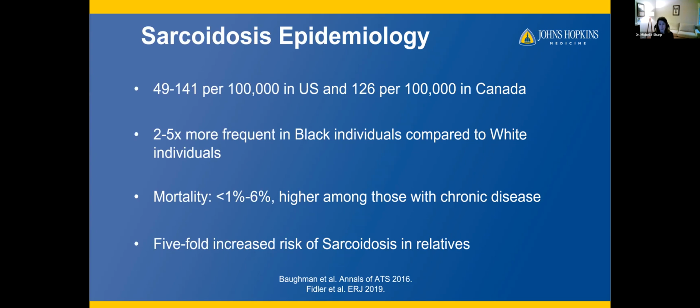One of the big questions I always get asked is, if I have sarcoidosis, what does that mean for my family? In the literature, we've seen about a 5-fold increased risk of sarcoidosis in relatives. Although in general it's a pretty rare disease, it does increase your risk if you have a relative.